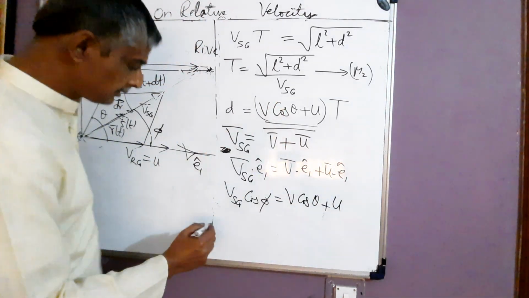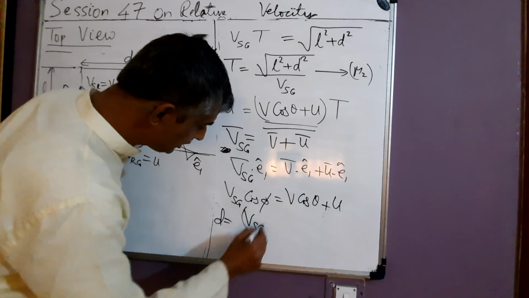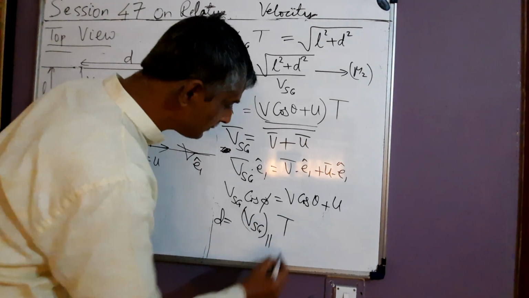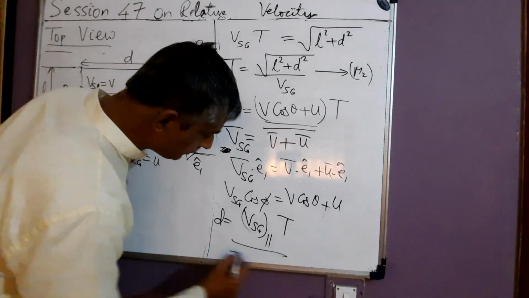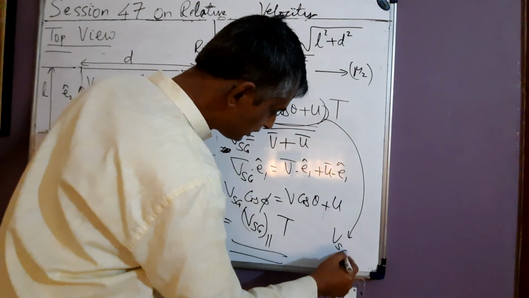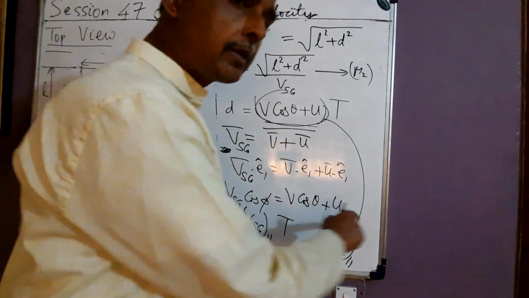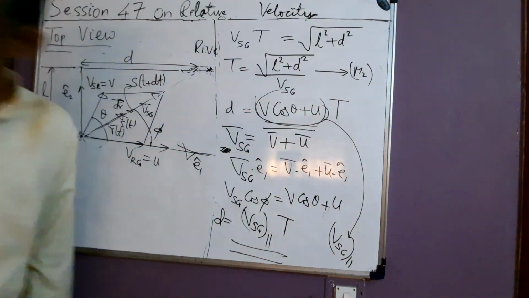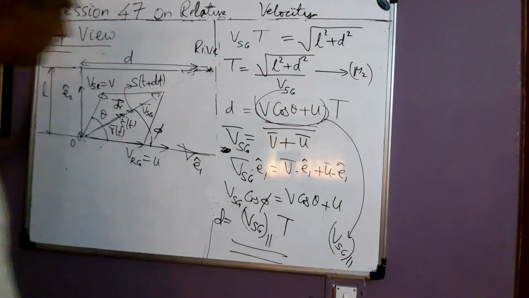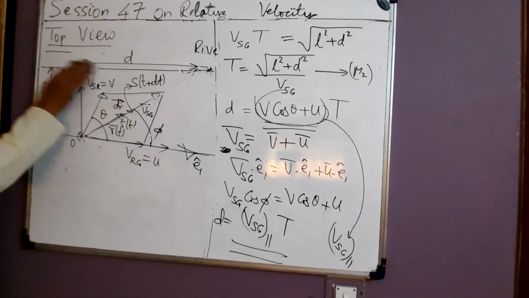This is substituted here. So this drift can be written in one more way. Component of Vsg along direction of river flow, denoted by Vsg parallel, into T, is the drift of the swimmer while crossing the river. Where this quantity is just Vsg parallel, that is component of Vsg along the direction of river flow. So drift also I found out, time also I found out.